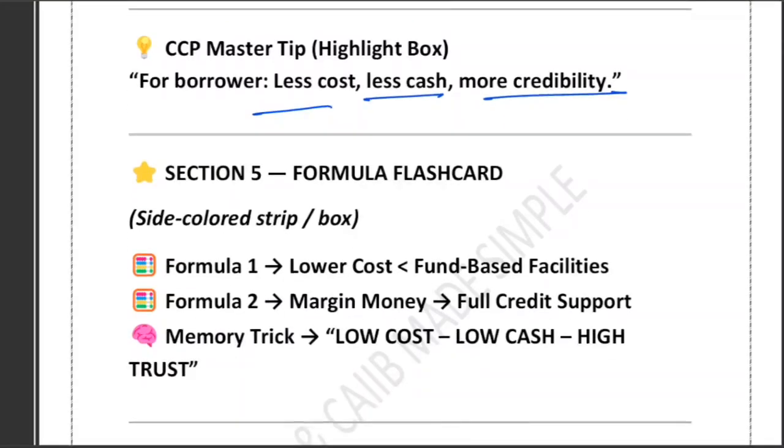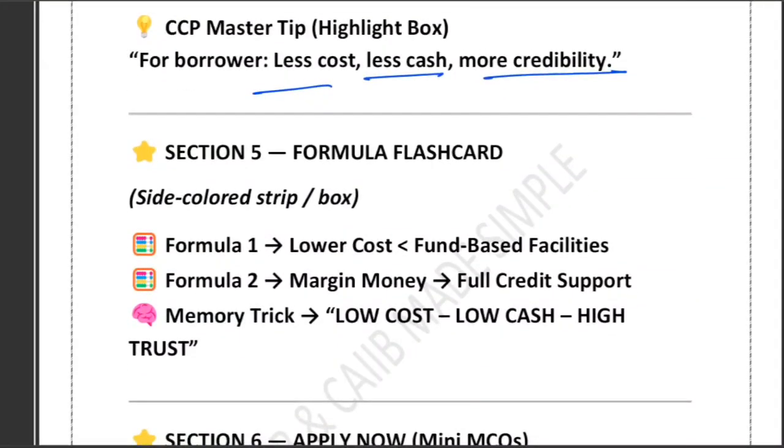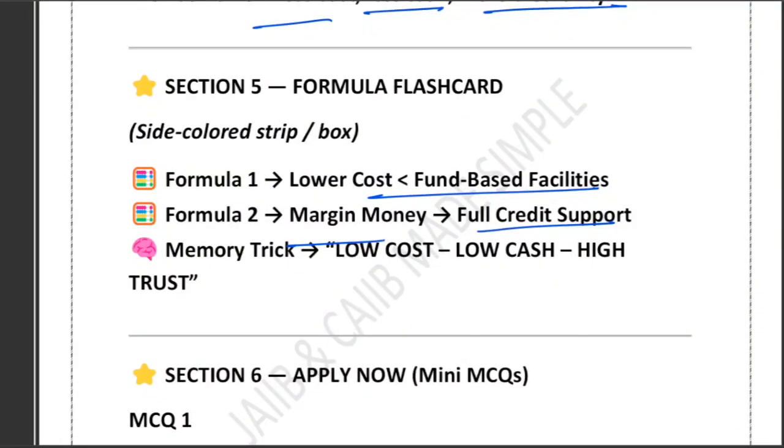See, the formula flashcard: normal non-fund based limit costs less than the fund based facility, margin money, full credit support. Low cost, low cash, high trust. These are the three peculiarities of the non-fund based limit.